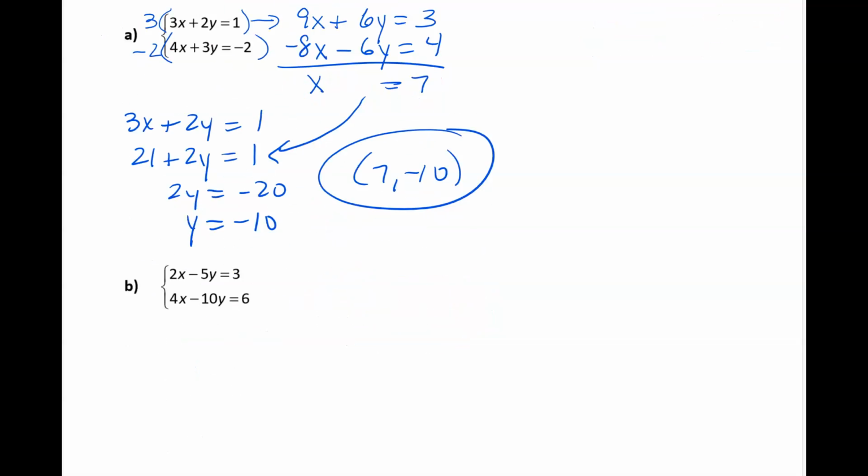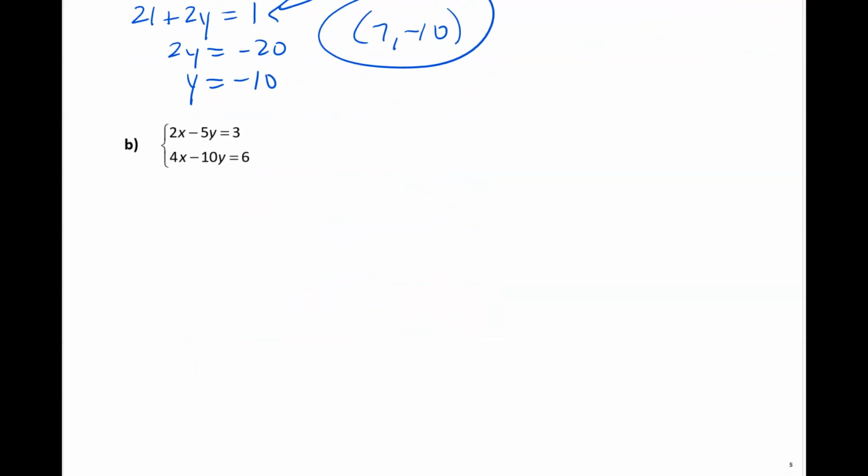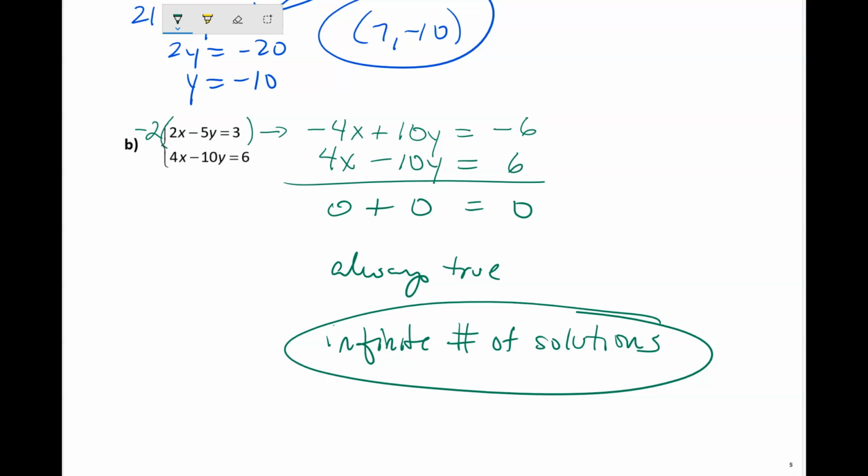All right, now your turn to try B. This system has an infinite number of solutions, since when you eliminate the variables, you get 0 plus 0 equals 0, which is always true.